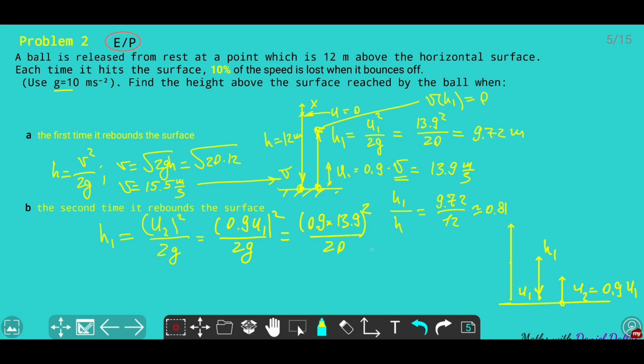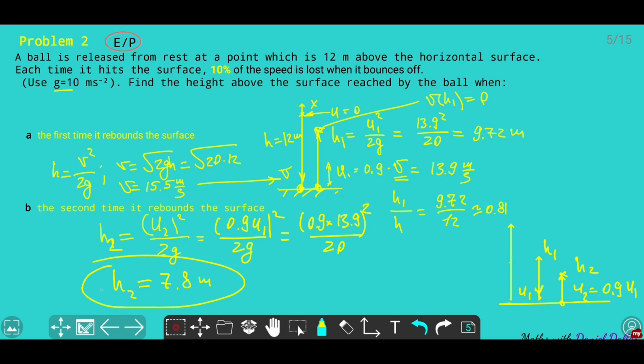Why I marked h1 is obviously it's going to be h2, sorry. Because this is the height after the second bounce. So h2 equals, let's quickly calculate, 13.9 squared over 20. So what I've got is 7.83, so 7.8, okay? That's going to be the second height after the second rebound.